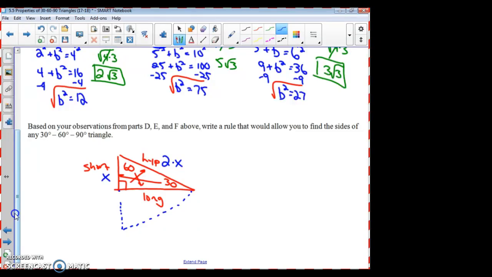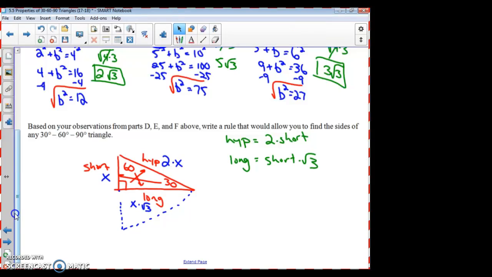Based off of the relationship we showed above, we know that the long leg is the short leg, or x, times the square root of 3. Written out in words, the hypotenuse is 2 times the short leg, and the long leg is the short leg times the square root of 3. So as you can see, in terms of finding the side lengths, the short leg is the key component. If you can identify the length of the short leg, you can find either the hypotenuse or the long leg, and vice versa. So let's look at a couple of examples.